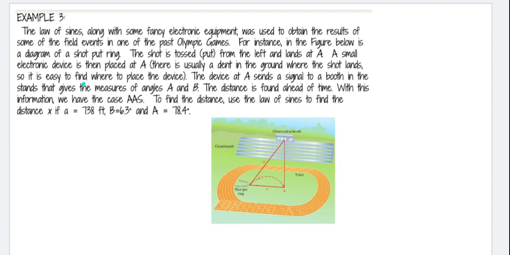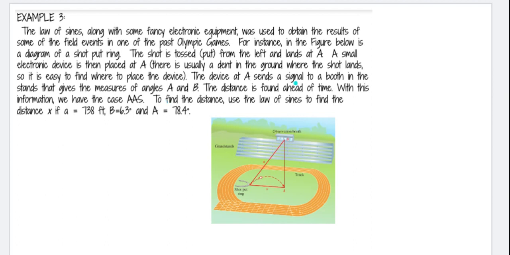A small electronic device is placed at A. There is usually a dent in the ground where the shot lands, so it's easy to find where to place the device. The device at A sends a signal to a booth in the stands that gives the measures of angles A and B. So here is angle B up here. So somebody's up here in the stands, and they can measure the angle formed between those, and then the distance is found ahead of time. With this information, we have the case angle side.